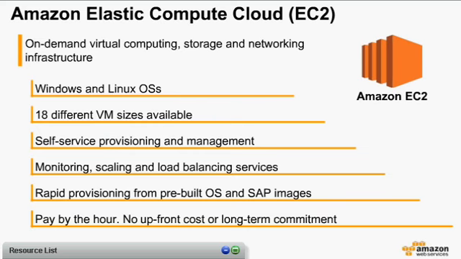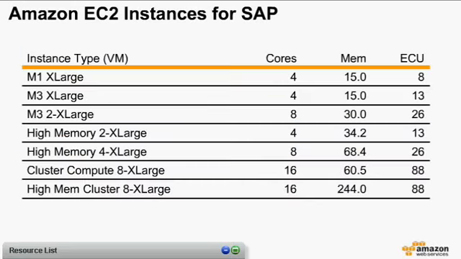Now these are some of the virtual machines, or what we call instances, that are typically used by customers for SAP environments. You can see that we have instances anywhere from 4 cores and 15 gig of RAM, all the way up to a very large cluster compute instance with 16 cores. It's actually hyper-threaded, so the operating system would see 32 cores and 244 gig of RAM. And that last instance type is actually what we're leveraging for HANA. As you all know, HANA leverages a lot of memory. So we leverage this for HANA, and it performs quite well.